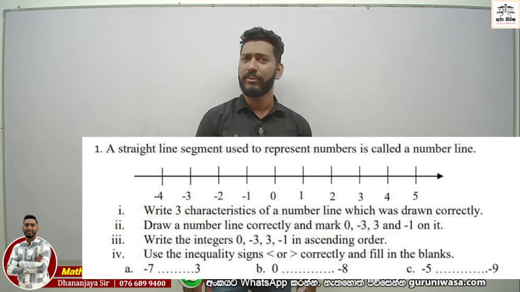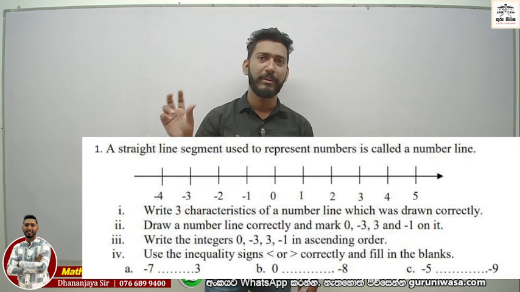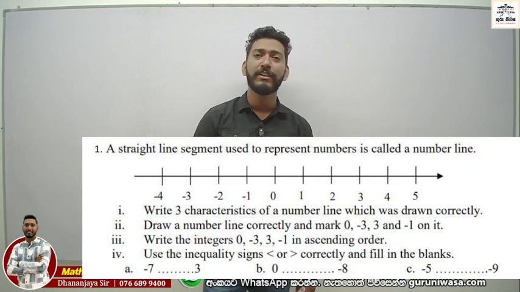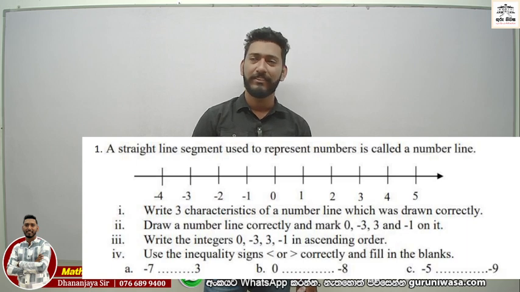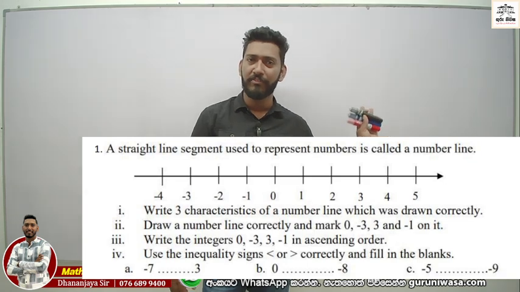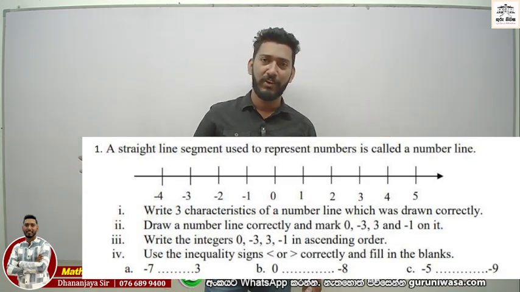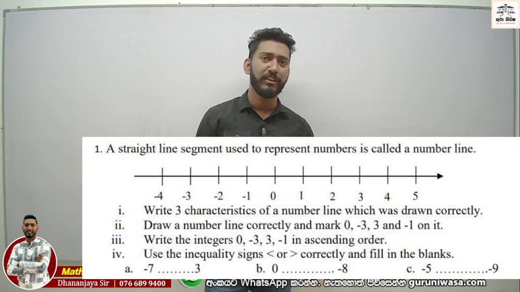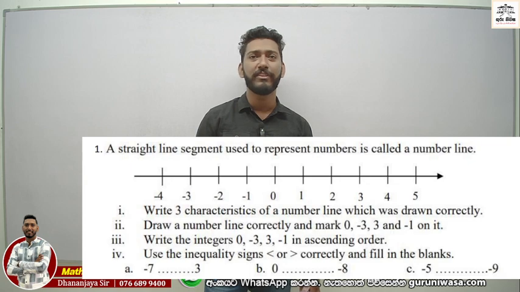You draw the arrowheads. You keep the same distance, same gap between the two consecutive numbers, as well as the right hand side is called positive numbers, and the left hand side we call negative numbers, and the negative numbers and the positive numbers we call integers, and 0 is also an integer.